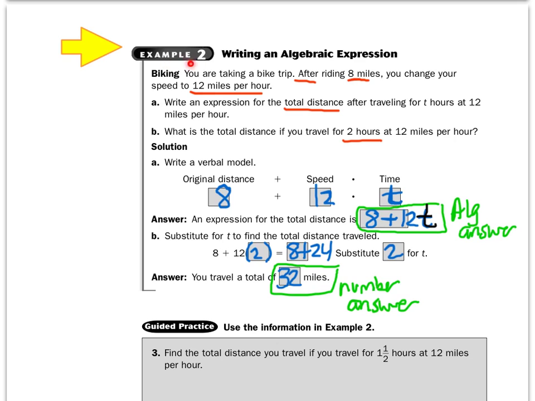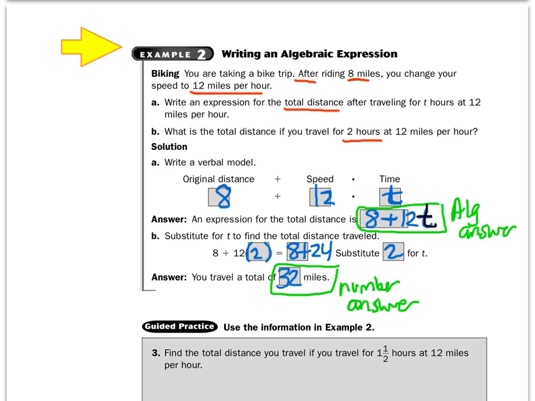Okay, let's talk about example 2, writing an algebraic expression. You are taking a bike trip. After riding 8 miles, you change your speed to 12 miles per hour. A. Write an expression for the total distance after traveling for t hours at 12 miles per hour. B. What is the total distance if you travel for 2 hours at 12 miles per hour?